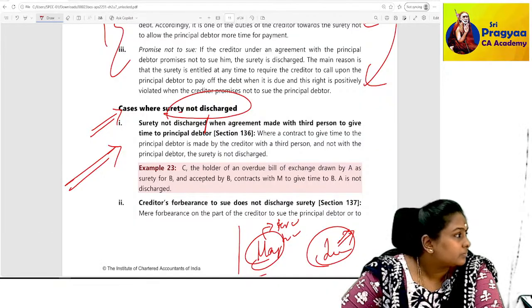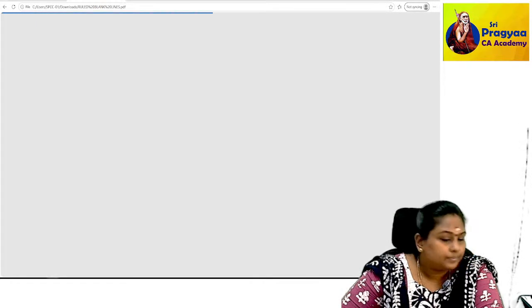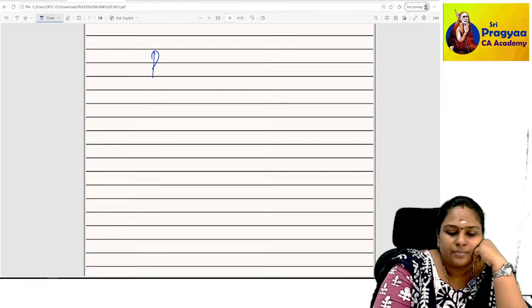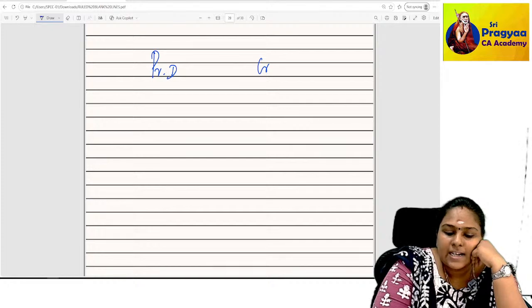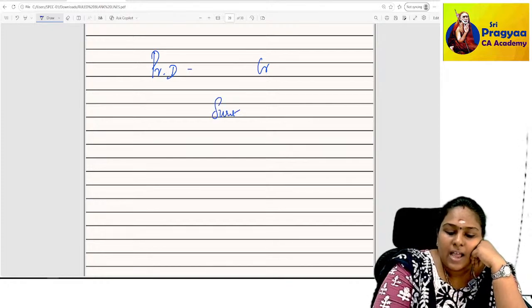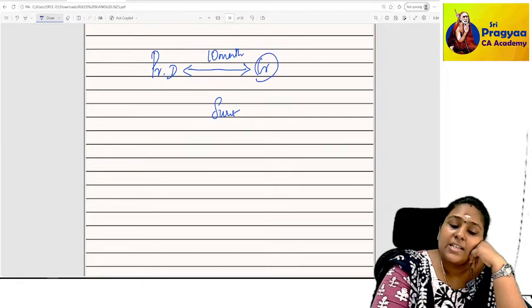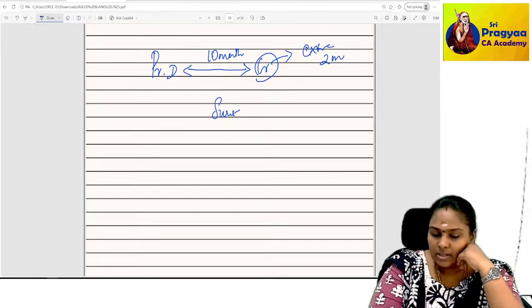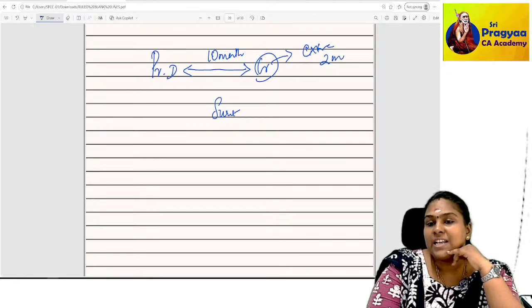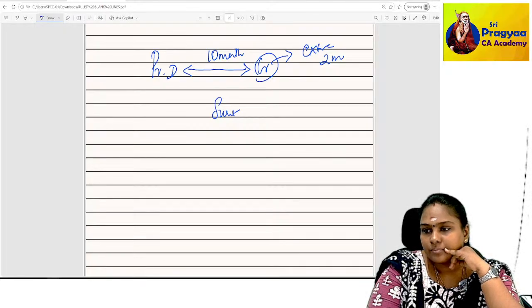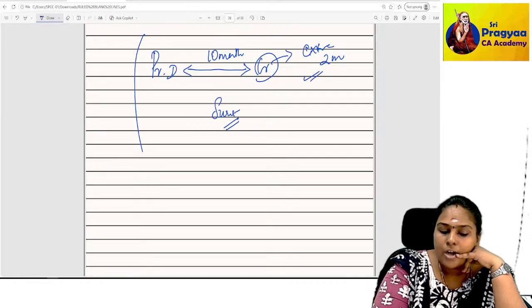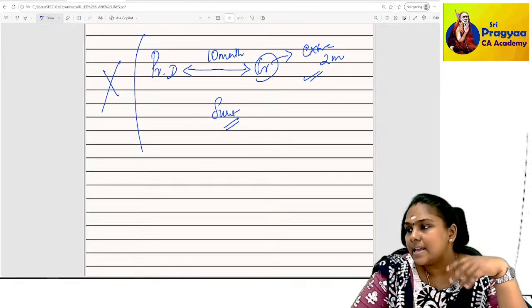ஒரே நிமிஷம், இங்க rolled blanks. So principal debtor is there, creditor is there, and we have the surety. Actual timing for payment is 10 months. Okay, now this creditor is giving extra 2 months time. Now think and tell me whether surety is revoked or still continuing. It is revoked because this extra 2 months is not known to the surety. Automatically the contract of guarantee is revoked.